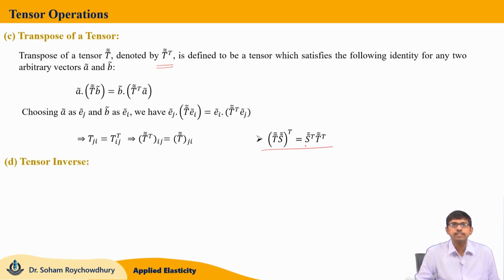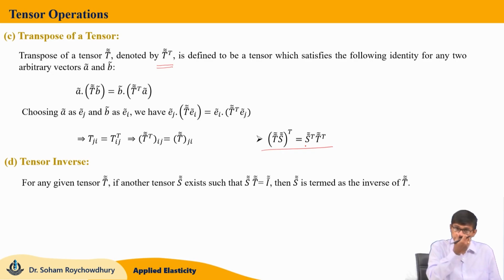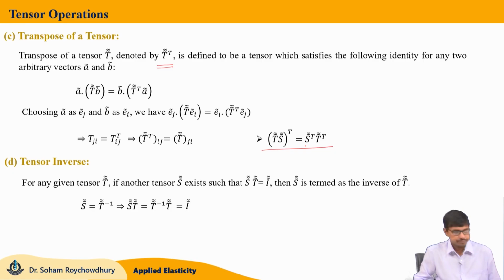Now, coming to the definition of the inverse of a tensor. For any given tensor T, if another tensor S exists such that the product of S and T is equal to an identity tensor I, then we call that S the inverse of T. So, S times T is equal to I, S equals T inverse. If we multiply both sides with T, the left hand side will become S times T, whereas the right hand side will become T inverse T, that is equal to the identity tensor I.